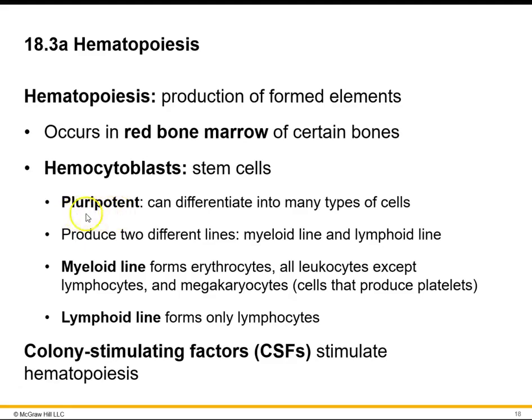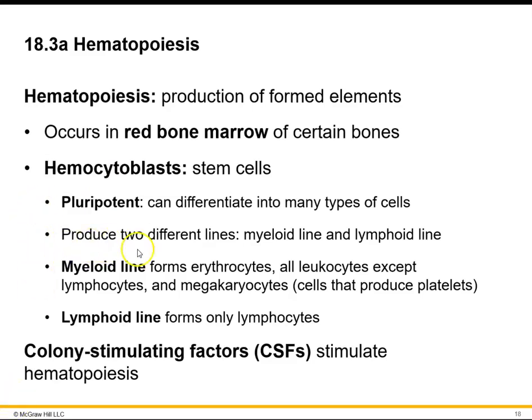Hemocytoblasts are pluripotent, and that just means they can differentiate into many different types of cells. As far as stem cells go, you can have pluripotent, where pluri comes from plural, meaning more than one, and potent meaning potential, so it has the potential of becoming more than one type of cell. And then you can have omnipotent. That means all potential. Omnipotent stem cells are typically what you see in the developing embryo. They can become any type of body cell. But in hematopoiesis, we are working with pluripotent stem cells.